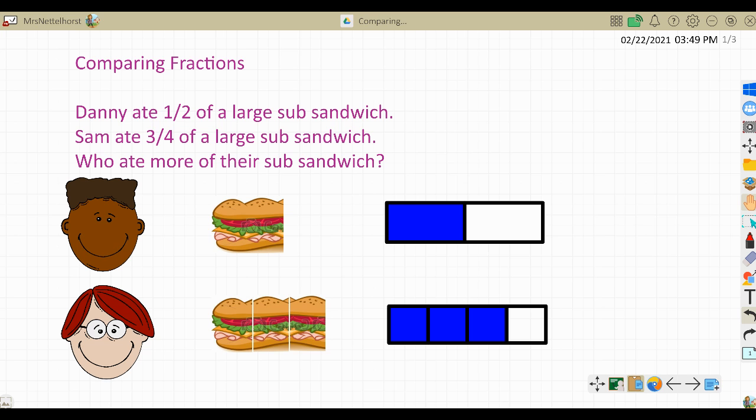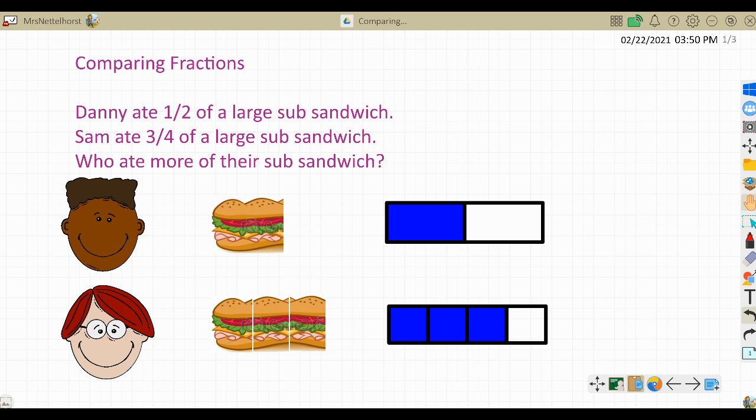So you can see here that Danny has eaten half of the sub sandwich. I've left the picture of how much of it he ate, not what's left over. So this is the picture of half of a sub sandwich. And then to the right of it, you have the model. You have a rectangle divided in 2 equal parts. One part is shaded to show the part that he ate.